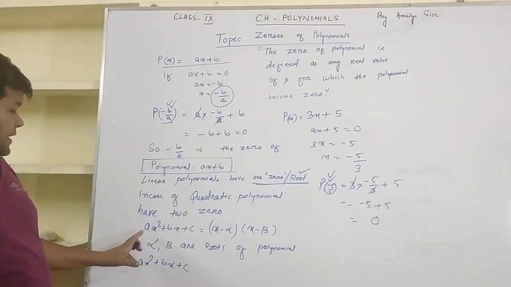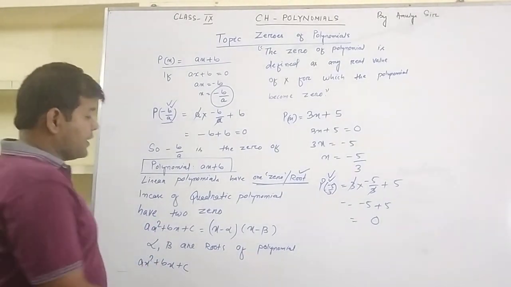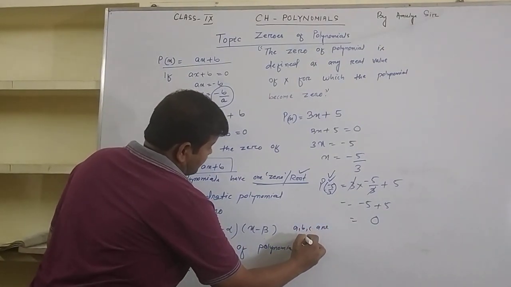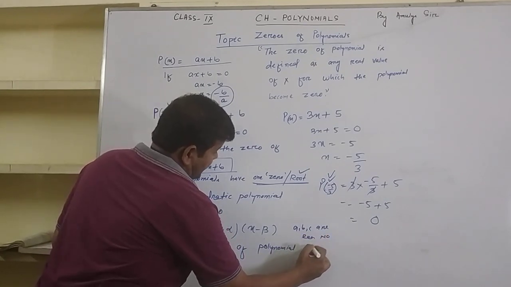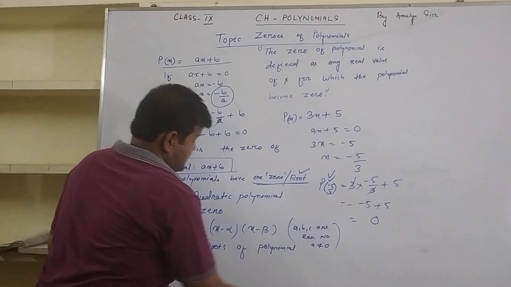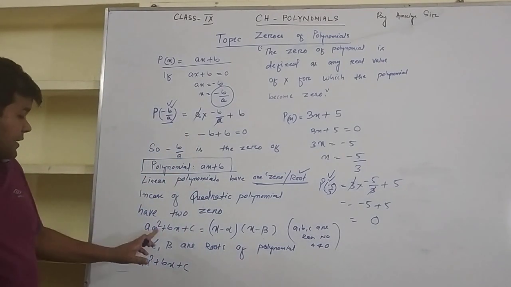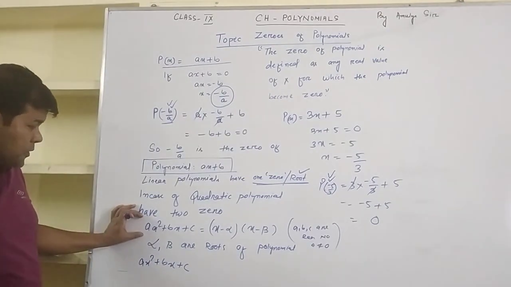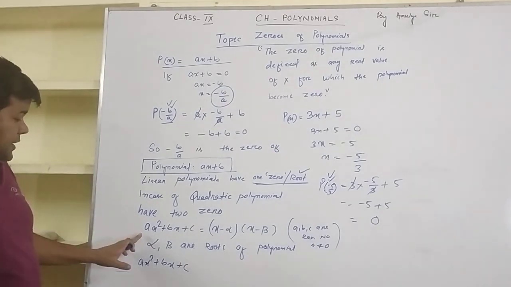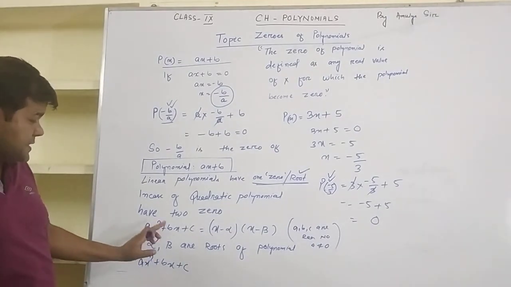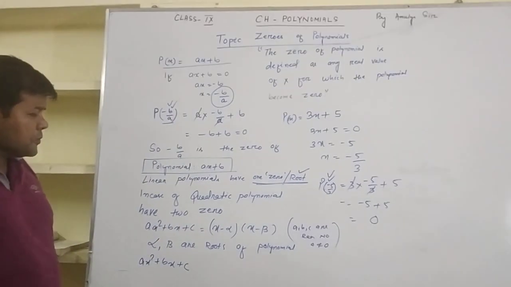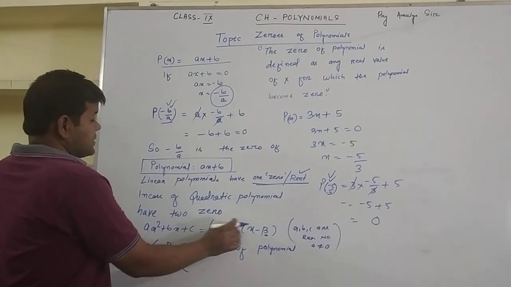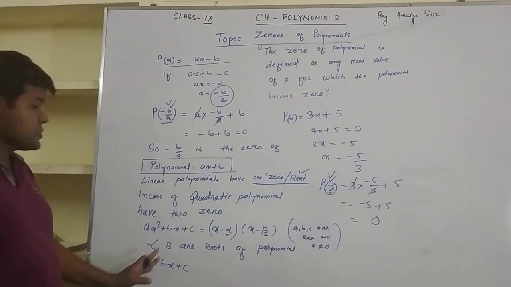Let this be a quadratic polynomial, ax square plus bx plus c, where a, b, c are real numbers and a is not equal to 0. This should be mentioned. If a became 0, this part would become 0 and it would become a linear polynomial, so we have to write that a is not equal to 0. So ax square plus bx plus c has two roots, one root is alpha and the other is beta. If it comes in this form, then alpha and beta are the roots of the polynomial.